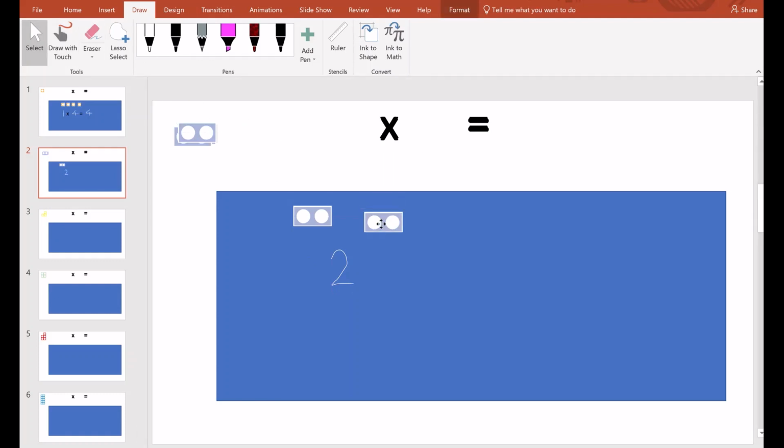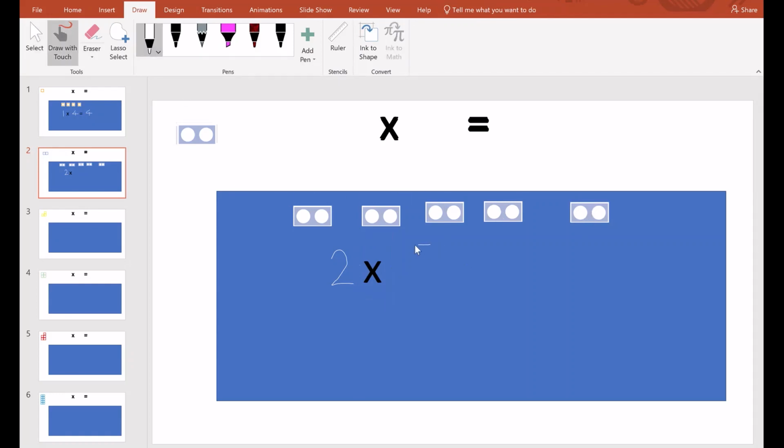So let's have a look. I've got another one, and another one, and another one, and another one. I've got the same number lots of times, so it means I have to multiply it. So let's see, I've got 2, but I've got 2 how many times? That's right, 5. 1, 2, 3, 4, 5. I've got the number 2 5 times. So I'm going to write the number 5 in there.